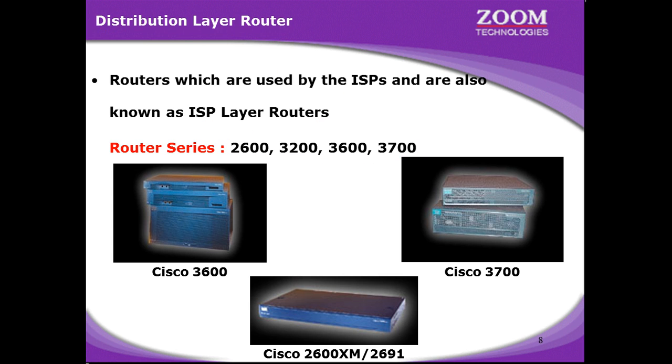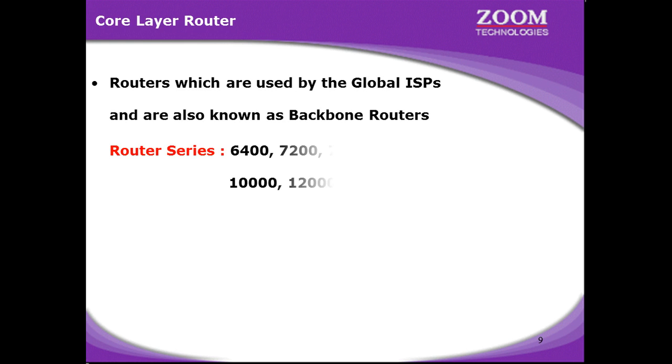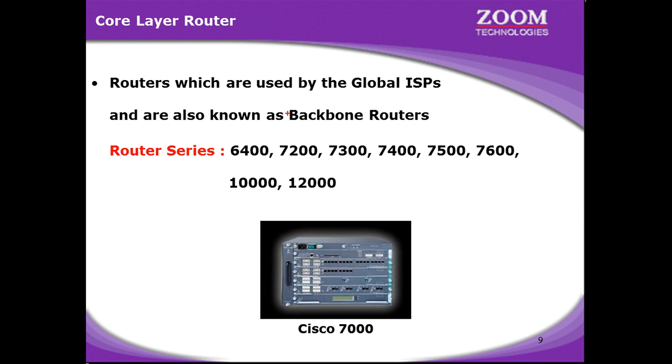Next is the core layer router. Core layer routers are used by large-scale organizations, for example the head office of any big organization, where all the traffic from the branch and regional offices comes directly to the head office. It is also used by the global ISPs. This is why these routers are called backbone routers. These routers use the 6400, 7200 which is very popular, 7300, 7400, 7500, 7600, 10000 and 12000 series.